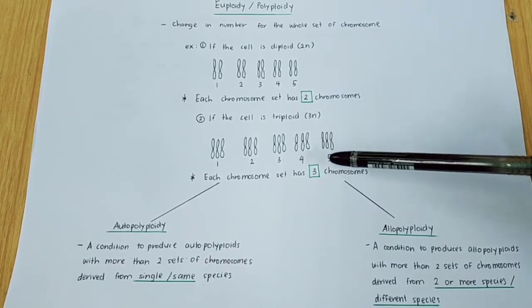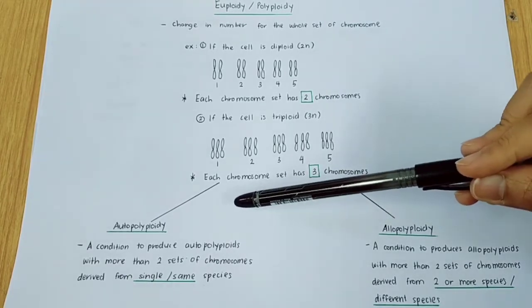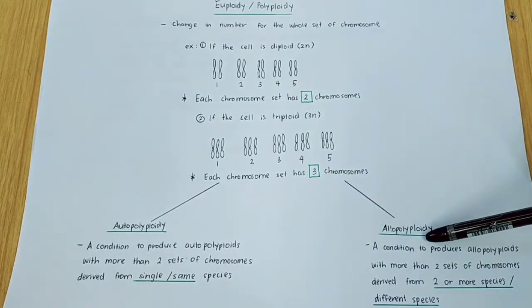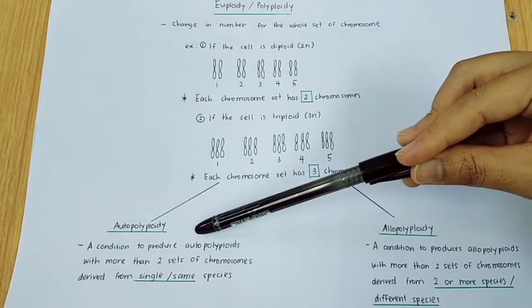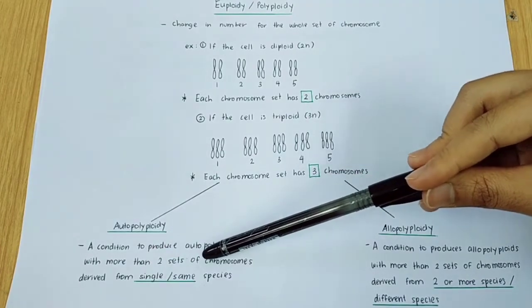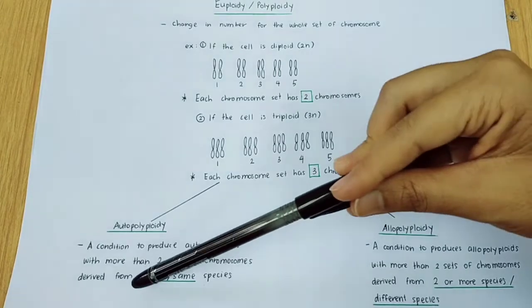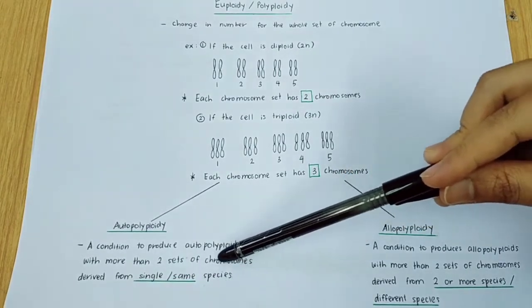So for polyploidy, it will be divided into two. The first one we call as autopolyploidy. The second one is allopolyploidy. So what is autopolyploidy? It is a condition to produce autopolyploid with more than 2 set of chromosome derived from the single or the same species.